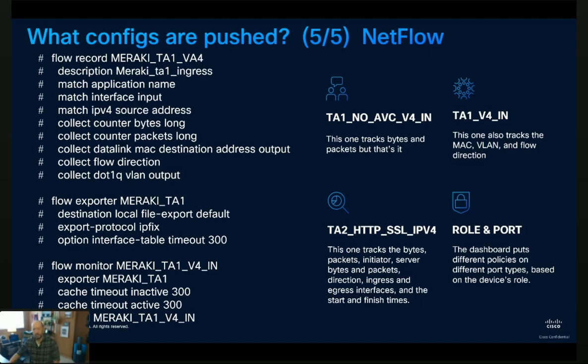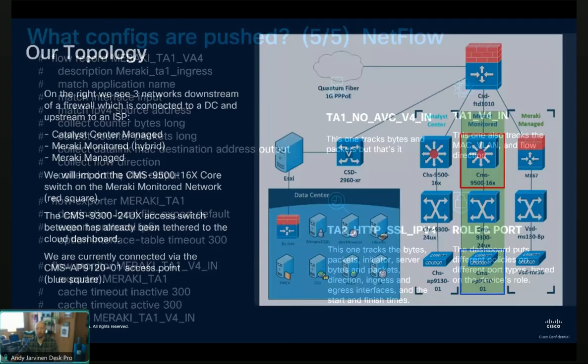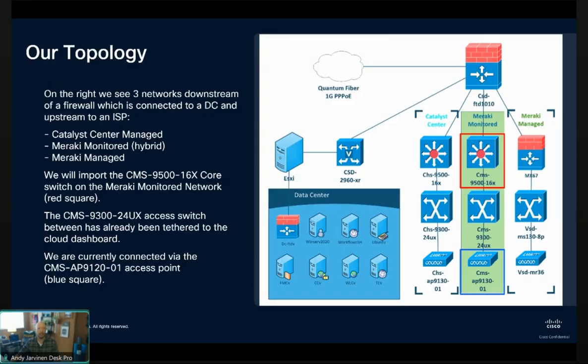All right. Well, let's take a look at the configuration we're going to do today. This is the environment. Now, this isn't so important, but I wanted to give you a glimpse of the network that I'm actually working on right now. I run 3 different stacks. On the far right side, that's my fully Meraki managed network. On the far left side, this is my Catalyst Center network. I have a 9500, a 9300, and some 9130 APs.